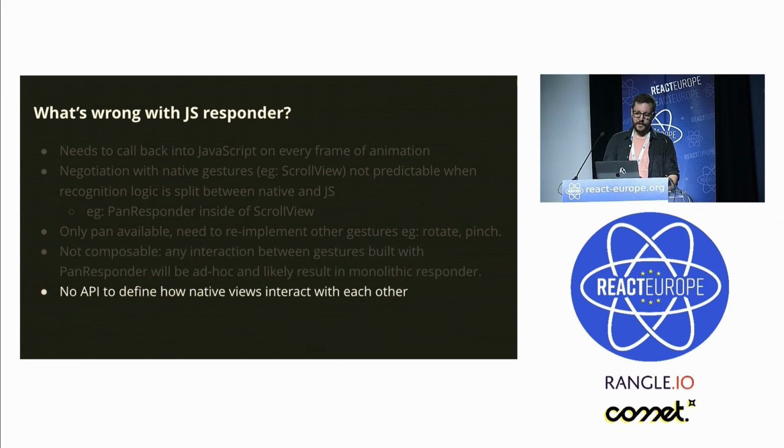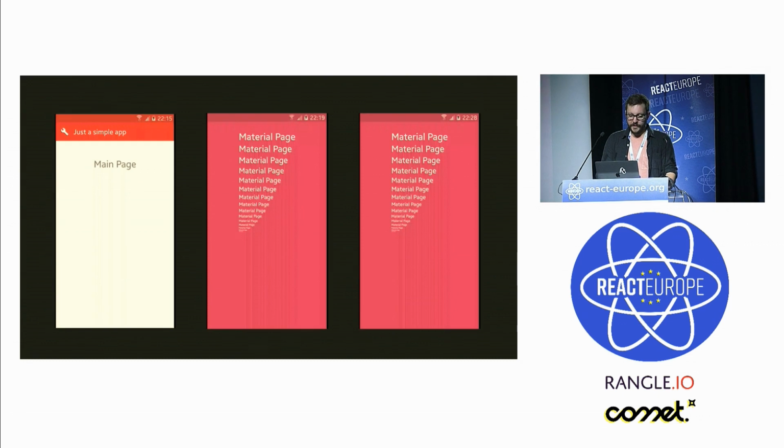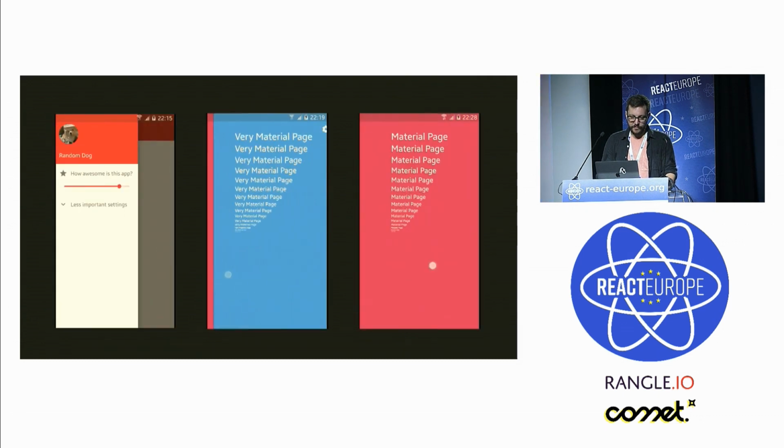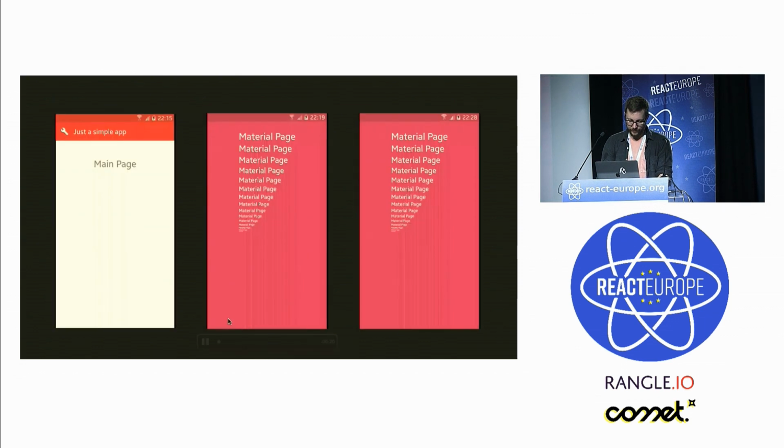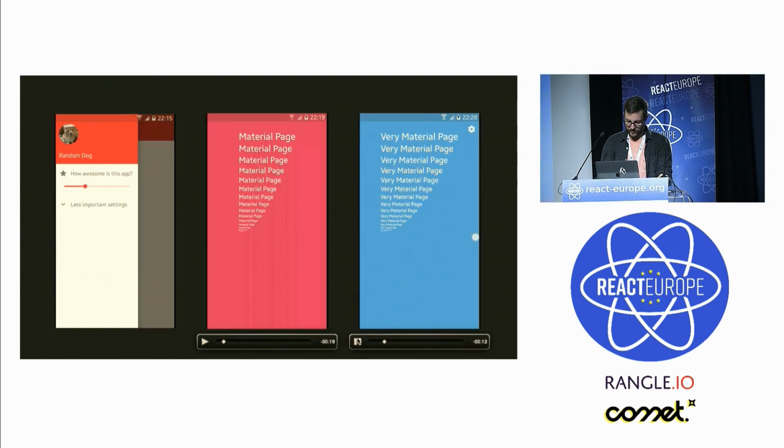And the last problem I want to highlight is that there isn't any API to define how native views interact with each other. So it's best to look at some examples for that. So let's just pause this. Go back. Pause that one, pause that one.